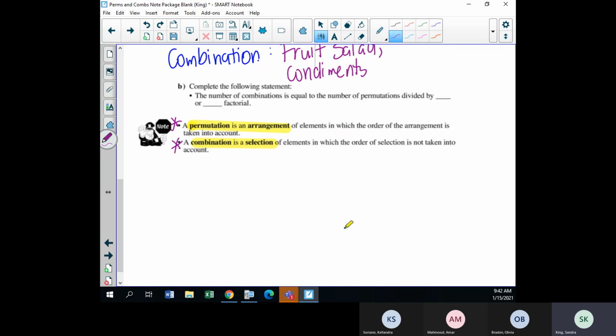So let's write for permutation. We always have to remember that order matters. And like I said, I will specifically give you other examples that we're going to do in class. What makes this a combination? Order does not matter.